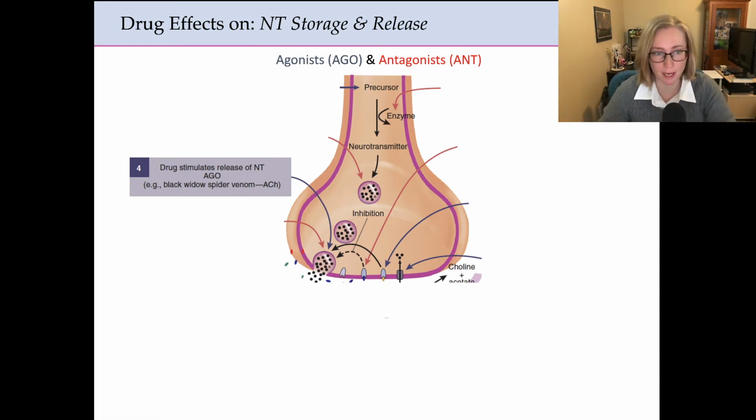The first one is black widow spider venom. Black widow spider venom affects acetylcholine, and it does this by stimulating the release of this neurotransmitter. So any vesicle that is stored here inside of the terminal button, remember I told you this can be sometimes hundreds to thousands of vesicles. If you get bit by a black widow and that venom seeps into your system, it will trigger all vesicles stored with acetylcholine to immediately go and dump their contents into the synapse.